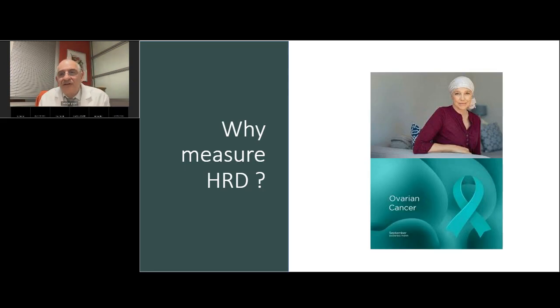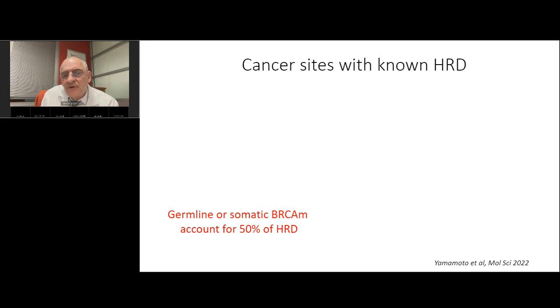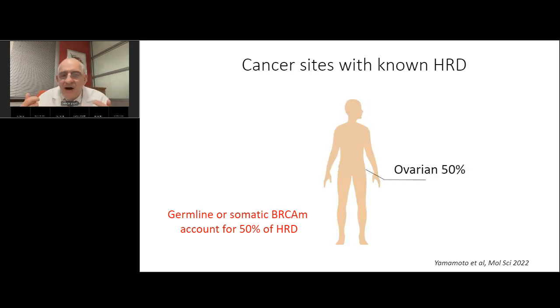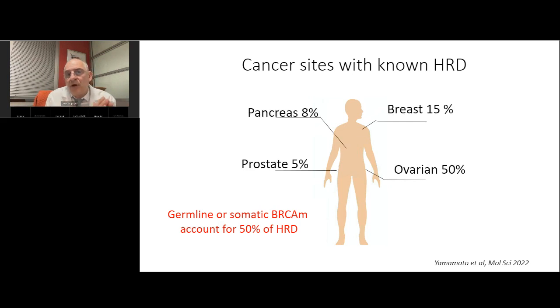Now let's switch to the second part of this talk. Why should we measure HRD in clinic, and particularly in ovarian cancer? Let me just remark that HRD is not an ubiquitous mechanism. We do have HRD in at least 4 cancers so far. Breast, prostate, and pancreas cancer account for 5 to 15% of tumors displaying HRD. And in ovarian cancer, it's up to 50%.